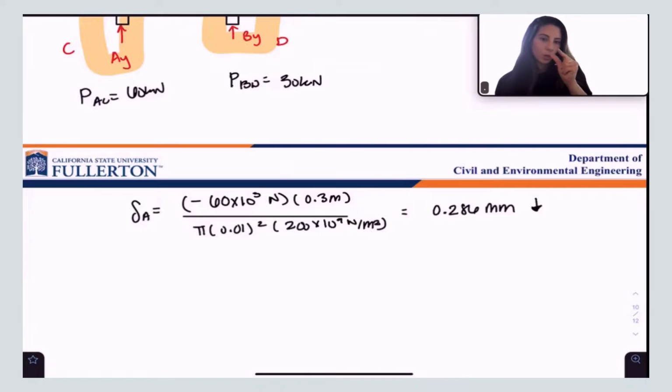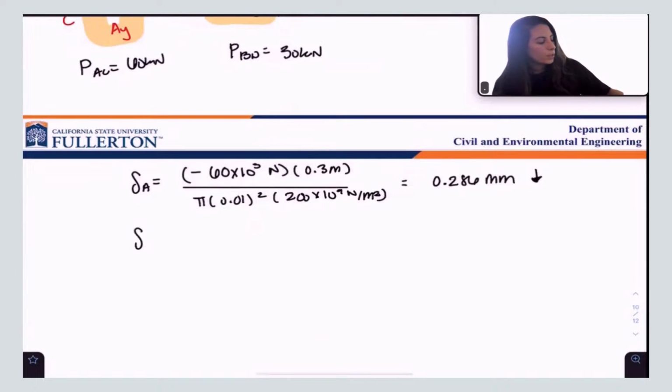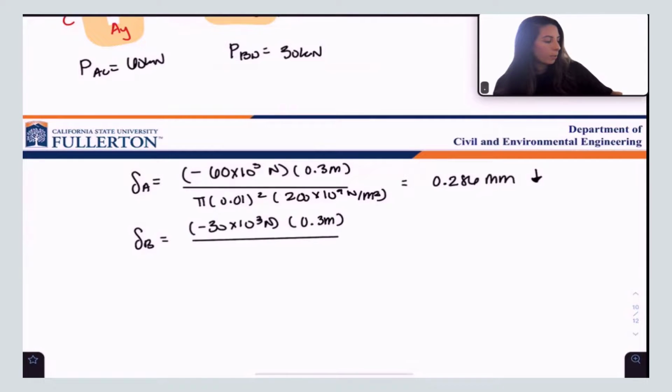It's getting shorter. Okay, let's do the same thing. Displacement at point B. Negative, also in compression. I'm putting everything in the most basic units. Same initial length of the member. Pi times 0.02 squared times 70 times 10 to the 9 pascals, which are newtons per meter squared, and I get 0.102 millimeters, also negative, so going down.